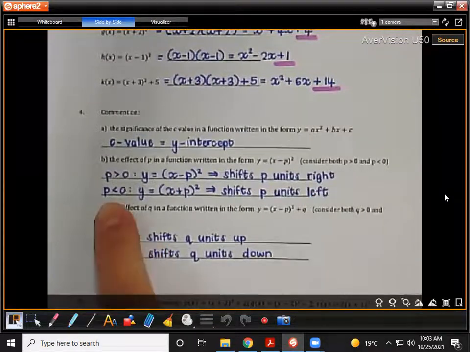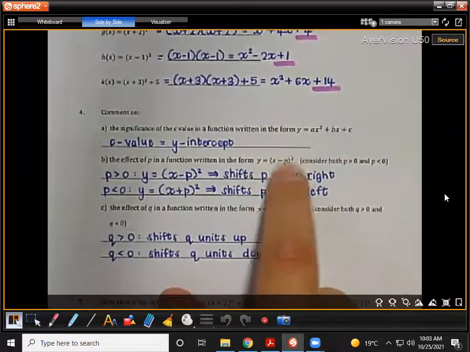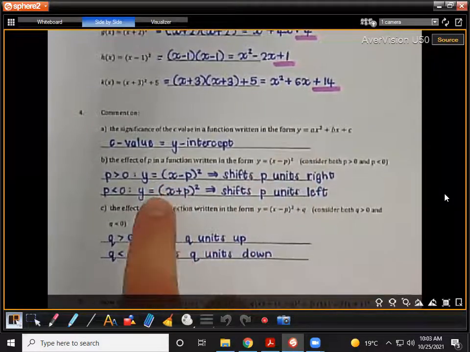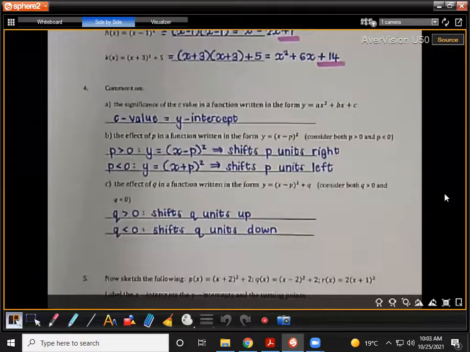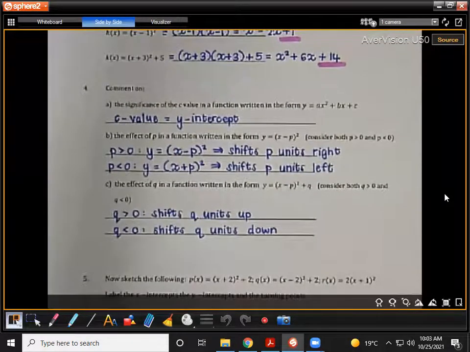But if P is negative and you sub a negative P in there, it's actually going to become X plus P, right? And then you're shifting to the left. So don't worry about that too much if that confuses you a bit. It's just a summary. If you have an X plus, you're moving to the left. If you have an X minus, you're moving to the right. Okay, that's what we're trying to get across there.